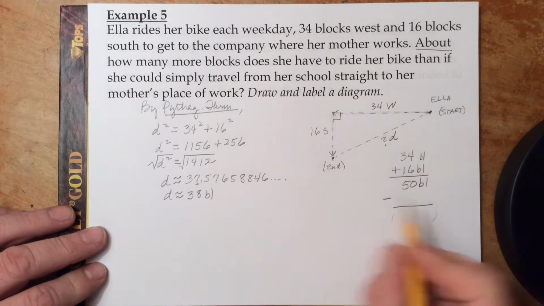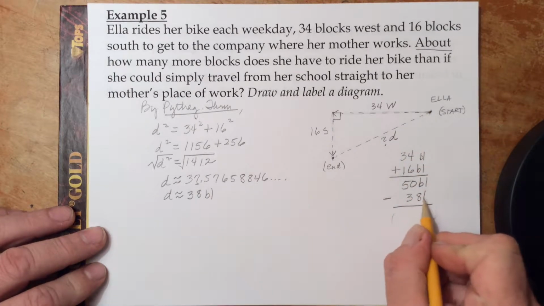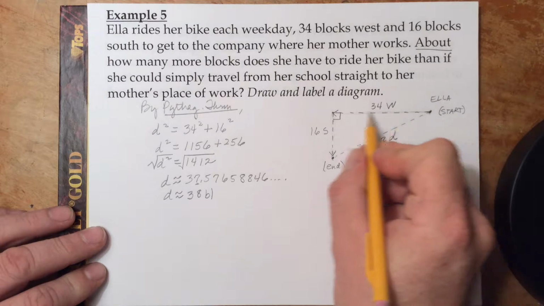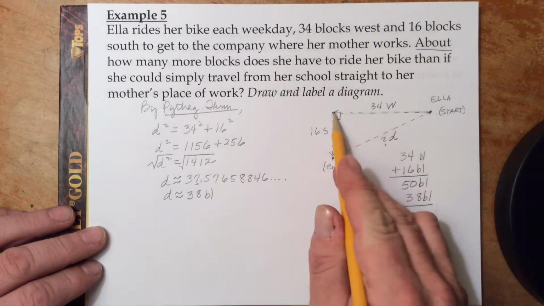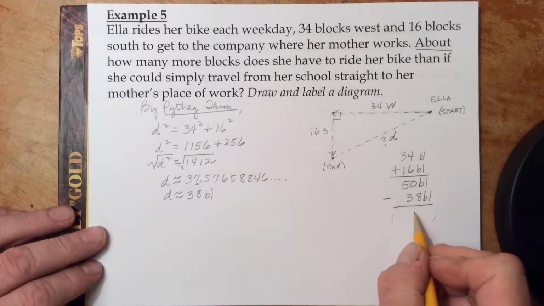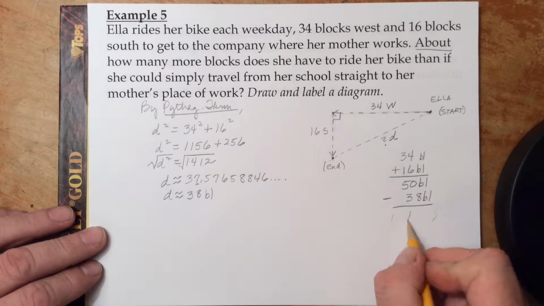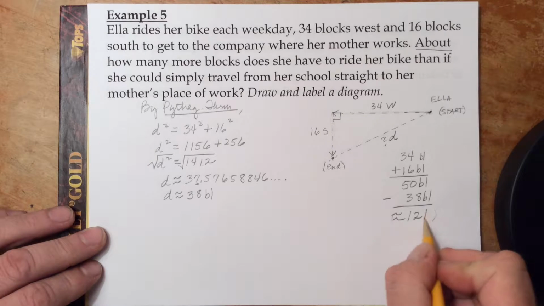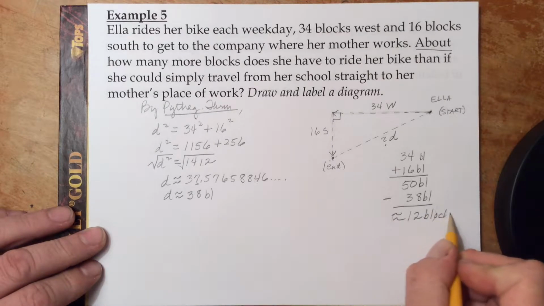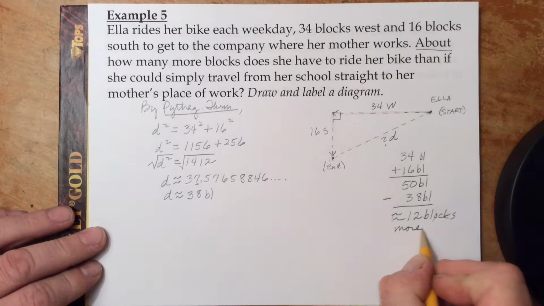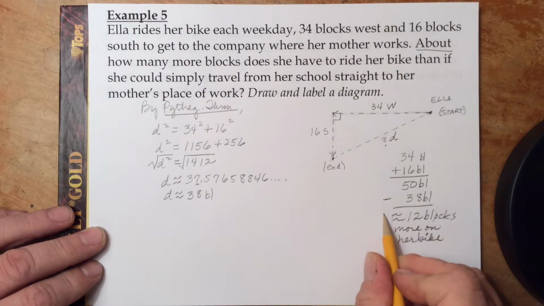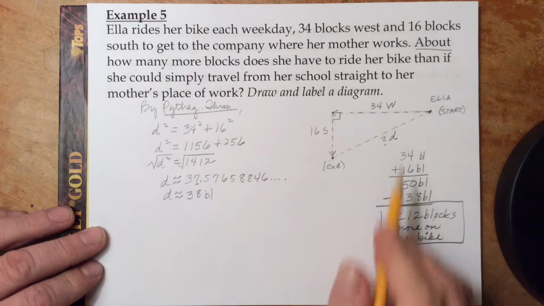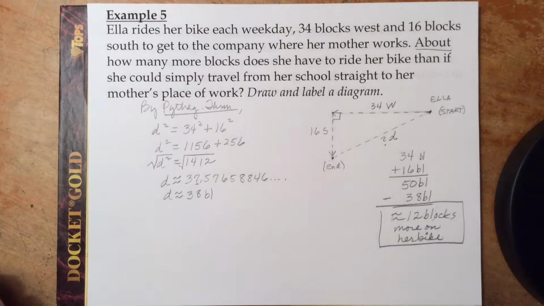So now we take this and we subtract it from the 50 blocks she has to go this route to see how much more she has to travel by doing this. So when we subtract those, we get about 12 blocks. So she has to go about 12 blocks more on her bike than she would if she could just go straight to her mother's place of work.